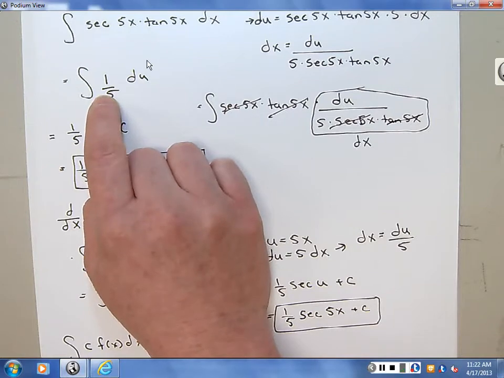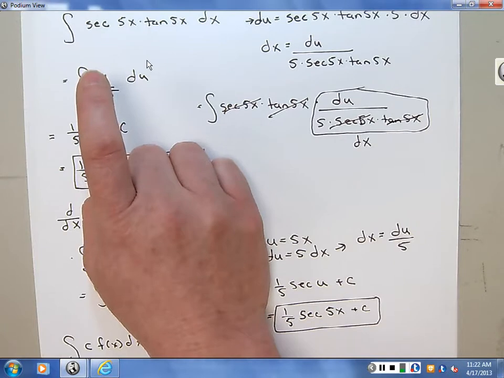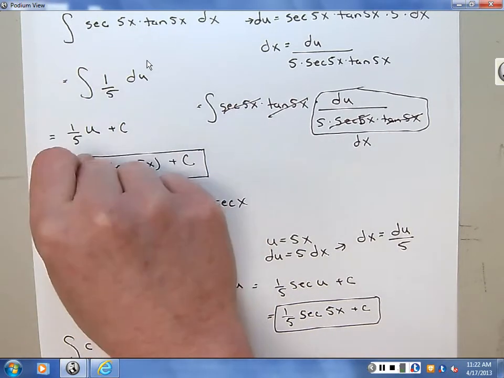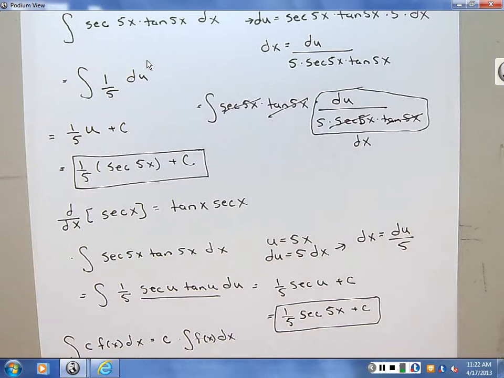The integral of 5x with respect to x would be 5x squared over 2, right? The integral of a constant with respect to x is a constant times x plus c.